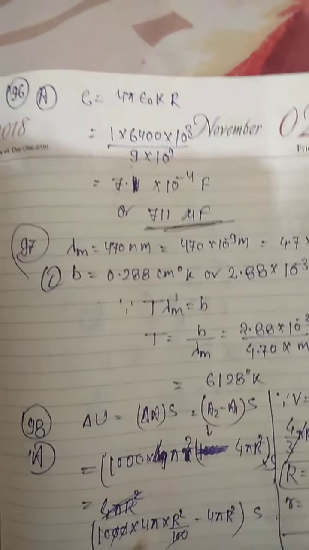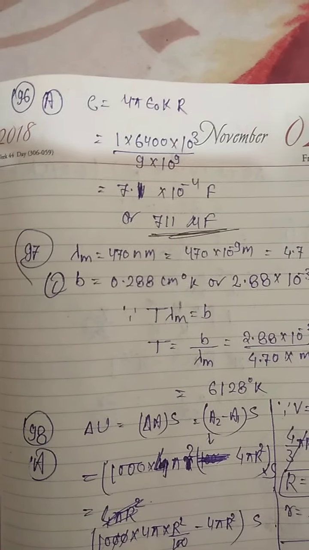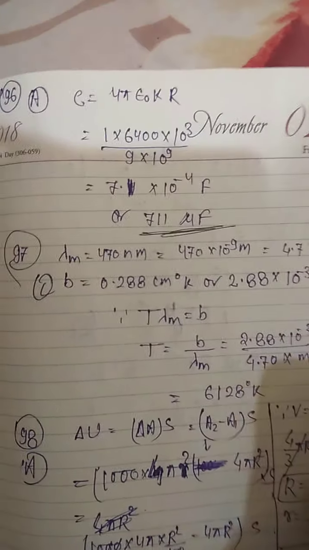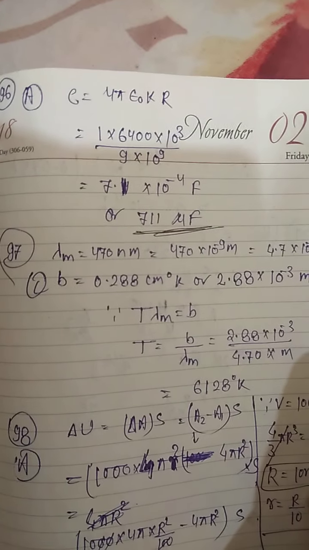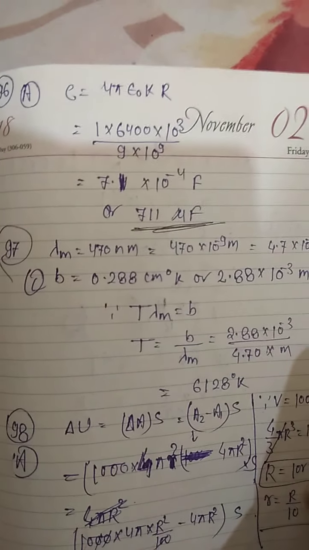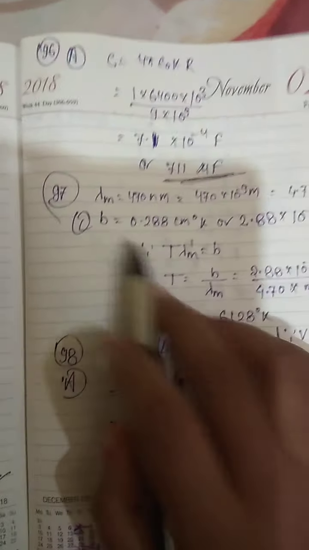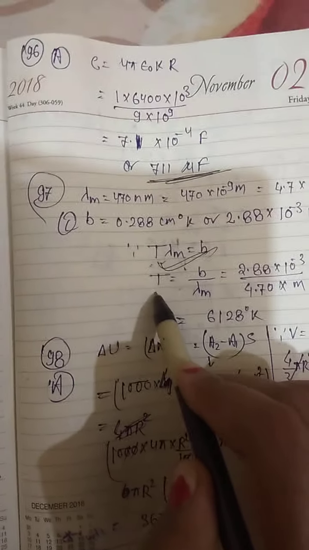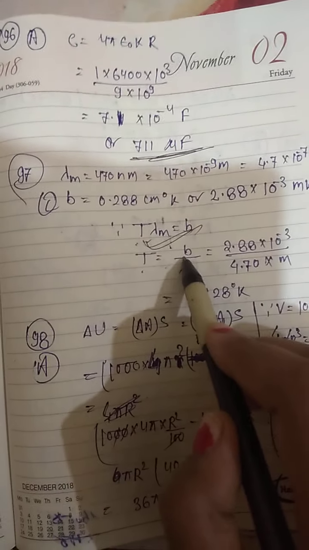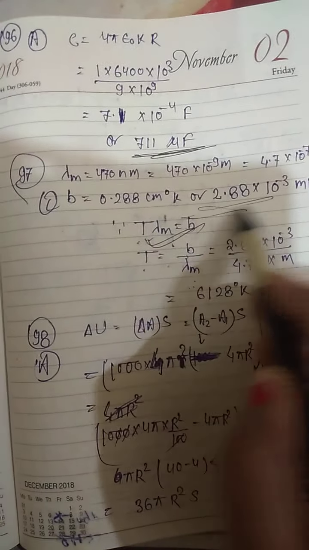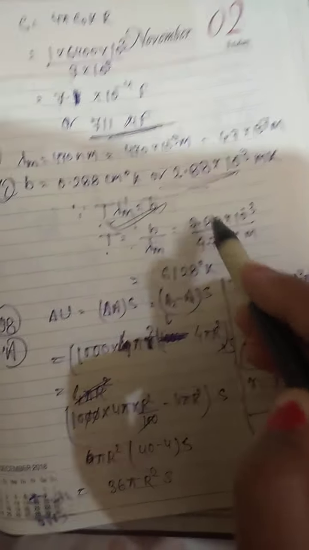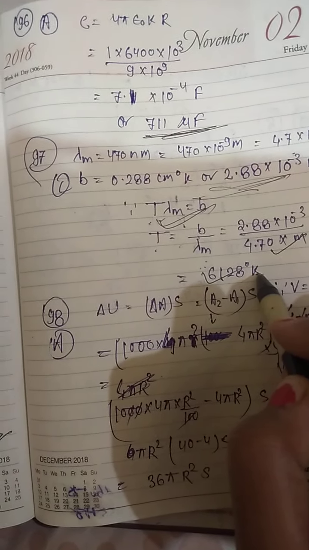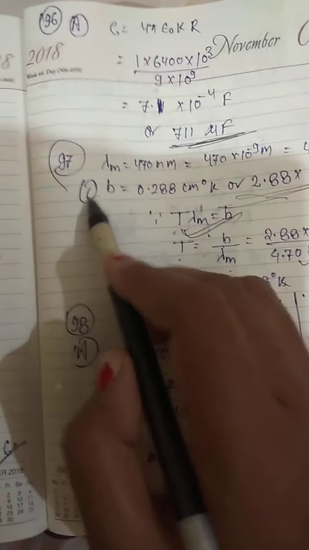Question number 97. The light from the sun has maximum intensity for the wavelength of 470 nanometer. Assuming that the surface of the sun emits as a black body, calculate the temperature of the sun, where Wien's constant is given as 0.288 centimeter degree Kelvin. So as we know, according to Wien, T lambda m is equal to B. So from here we get temperature equal to B upon lambda m, where the value of B is already given in your question, and lambda m is also given. By putting all these values, we get 6128 degree Kelvin. So the correct answer will be C.